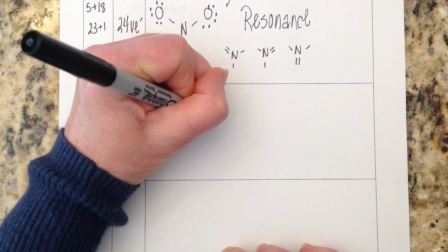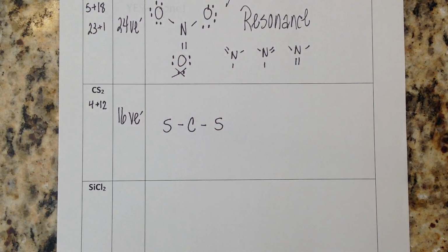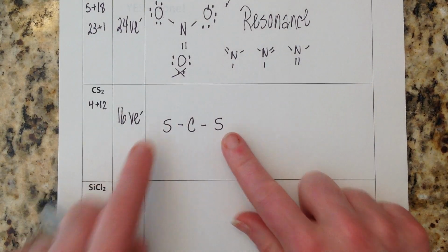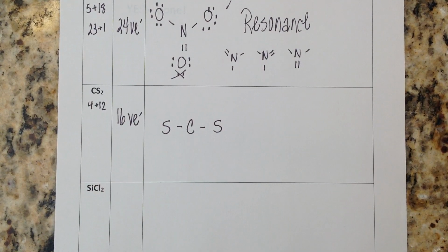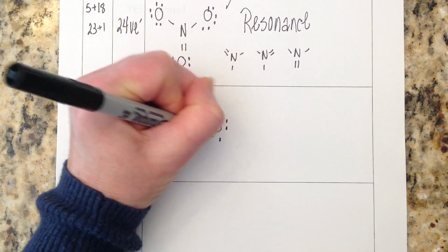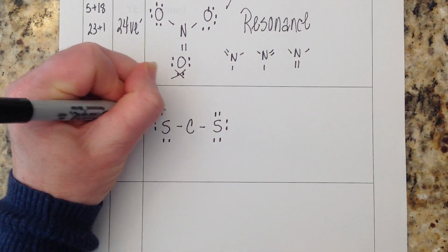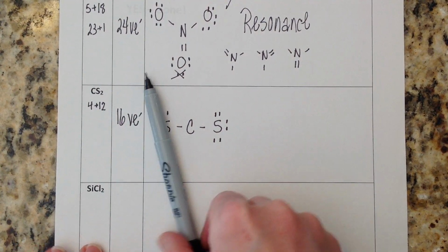Carbon's going in the middle, sulfur is going on each side. I have used 4 electrons to glue this together. Now we're going to start giving these outer atoms their electrons, feeding the babies. So we've got 4. We're going to start at 5. 5, 6, 7, 8, 9, 10, 11, 12, 13, 14, 15, 16. Hands off.